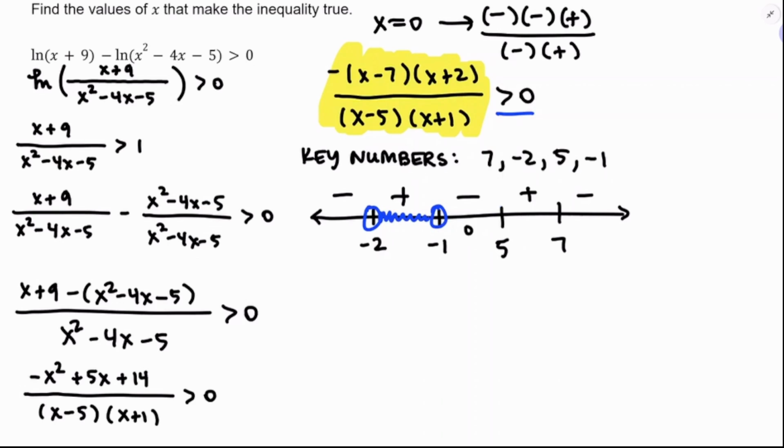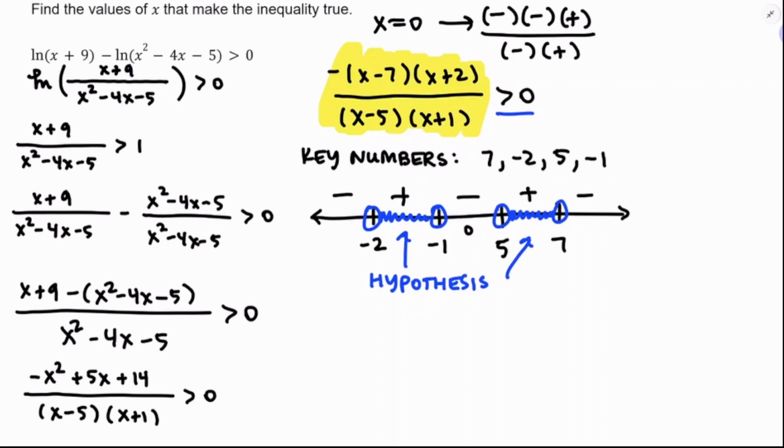Not at any of these actual key numbers, because either there are vertical asymptotes on the thing in yellow or there are zeros. Either way, it's not a place where it's greater than 0. All right, so my hypothesis is negative 2 to negative 1, and 5 to 7.